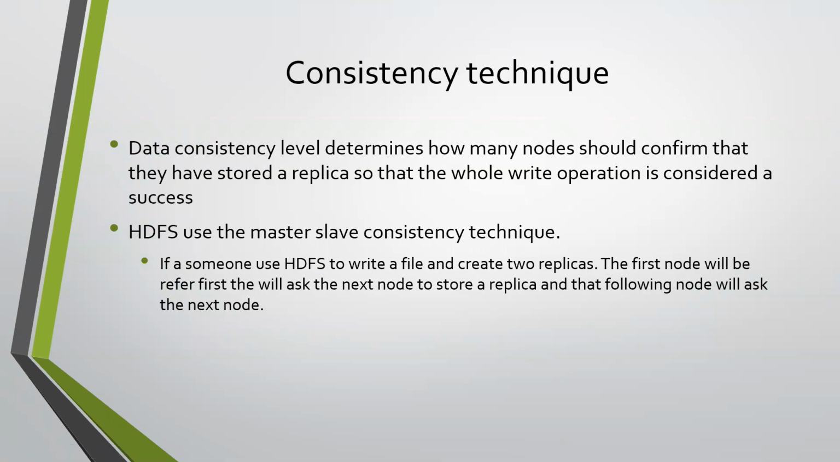Consistency technique. The data consistency level determines how many nodes should confirm that they have stored a replica, so that the whole write operation is considered a success. HDFS uses the master-slave consistency technique. The master can track the files, manage the file system, and has the metadata. To be particular, the name node contains the details of the number of blocks, the location at what data node the data is stored, where the replicas are stored, and other details.